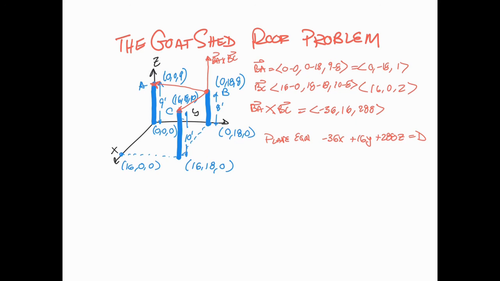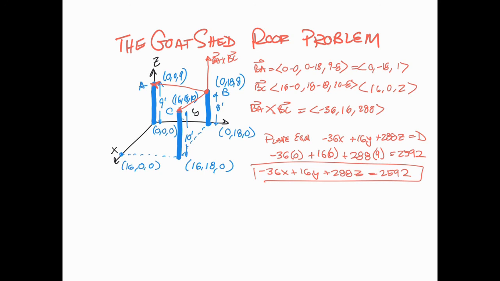Now, to figure out what that D value is, I need to use a point that's in the plane. And a nice easy point to use that's in the plane is the top of post A because its coordinates are 0, 0, 9. So let's plug those coordinates into the plane equation and see what we get for D. So it's going to be negative 36 times the x coordinate at the top of A, which is 0, plus 16 times the y coordinate at the top of A, which is 0, plus 288 times the z coordinate at the top of the post, which is 9. And so the first two terms are times 0. They go away. It's just the third term, 288 times 9, which is 2,592. So our plane equation ends up being negative 36x plus 16y plus 288z equals 2,592. That's the equation for our plane.